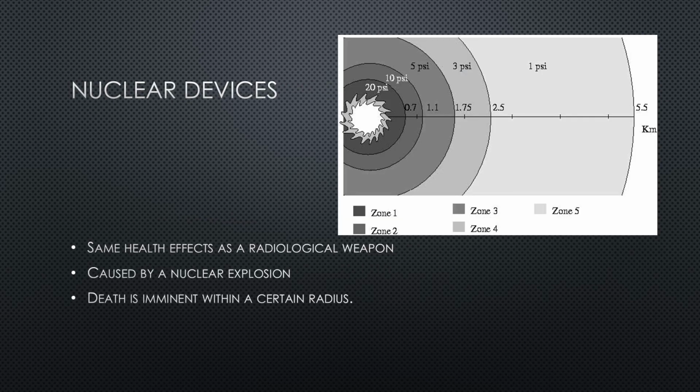Nuclear devices have a very similar health effect as radiological devices. The only difference between radiological and nuclear devices is the delivery system. Nuclear devices cause a nuclear explosion that gives off an immense amount of heat and light energy along with the radiation. This heat and light energy within a certain radius is lethal to anybody in the area. Also, most nuclear explosions release an electromagnetic pulse that can cause a larger death radius and take out the power grid.